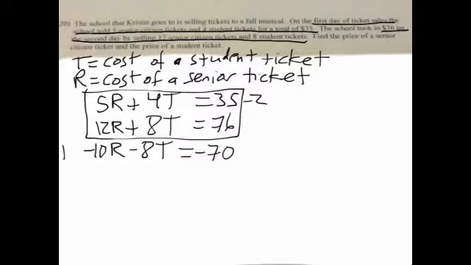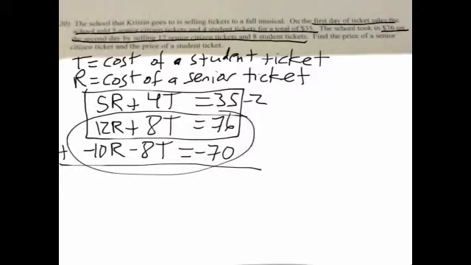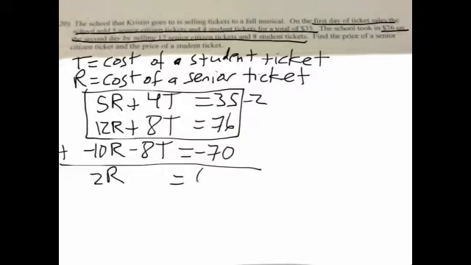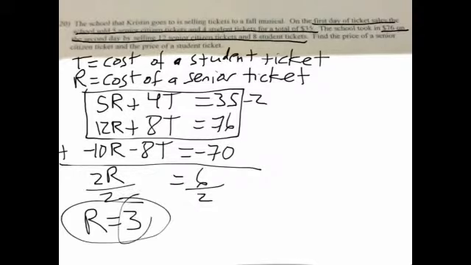And now that I have that, I can add my new equation here and my second equation from my original system to get 2r equals 6. So if you divide both sides by 2, you'll get the cost of the senior ticket to be $3. And once you have that, you can take that and plug it into one of your equations for r.